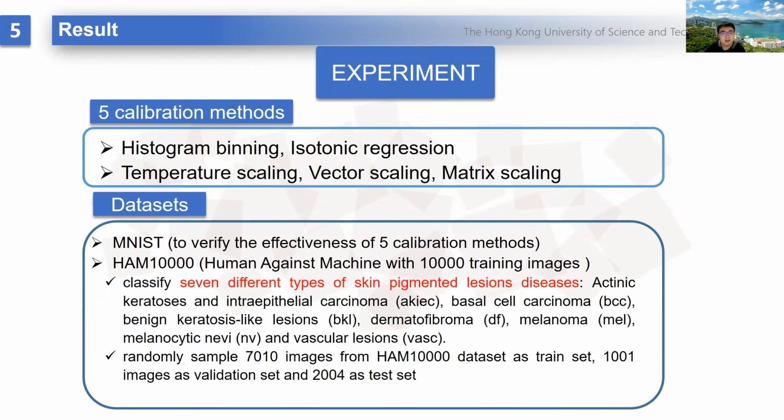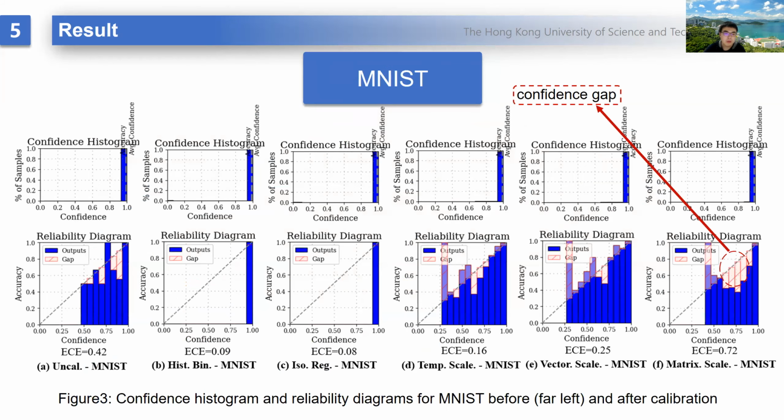We aim to verify the effectiveness of those 5 calibration methods on the MNIST dataset. For the second task of the HAM 10,000 dataset, the models are required to classify 7 different types of skin disease. We show the details of this dataset on this page, as you can see. To commence with, we apply 5 calibration techniques to image classification tasks on the MNIST dataset.